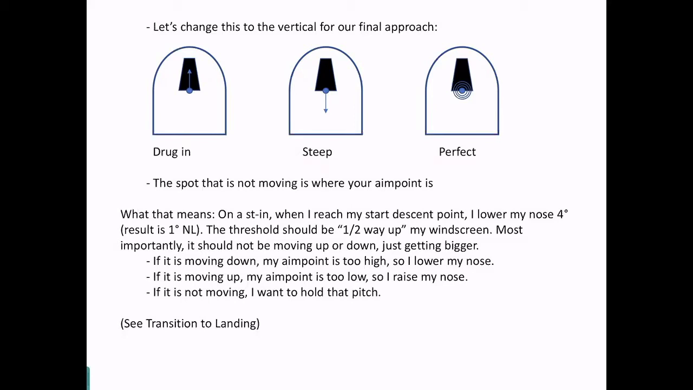In the first picture then, if I see my threshold is moving up in my windscreen, then I need to pick my nose up and move that threshold back down where it should be. If I see my threshold is moving down, my aim point's moving down in my windscreen, then I need to lower my nose. Now, I only want to do that though if I'm far enough out that I have plenty of altitude to make the correction and transition back to a normal glide path. If it's late in the final approach, I might just want to do a go around. And then of course, if it's perfect, I don't need to do anything. I just make sure I continue to hold it there.